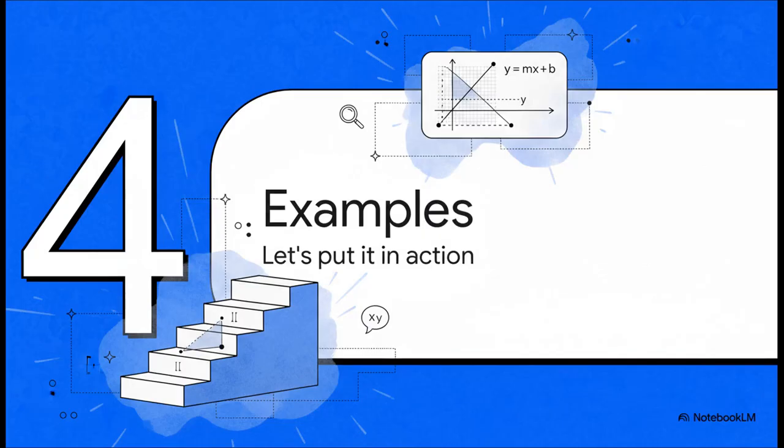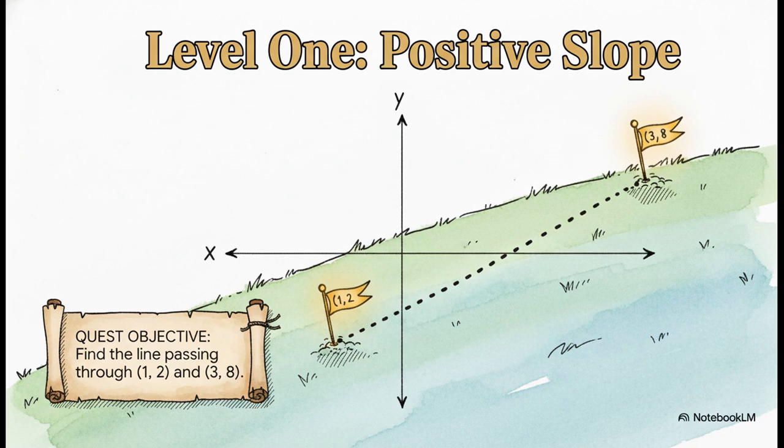All right, theory's great, but let's actually see this game plan in action. We're going to take on 3 levels of this challenge, starting off with a nice, easy one. Okay, level 1, a classic positive slope. Our mission, should we choose to accept it, is to find the equation of the line that passes right through the points (1, 2) and (3, 8).